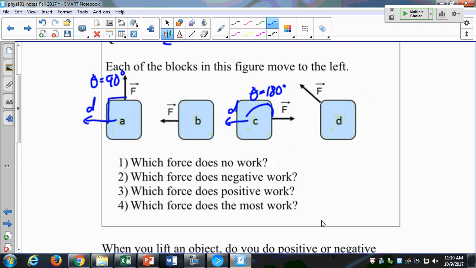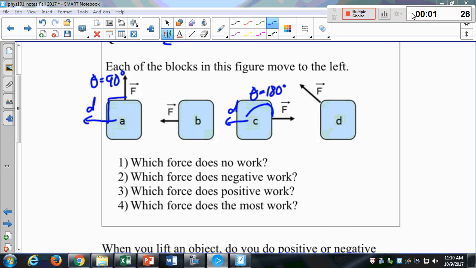Okay, for that one. Which force does the most work? Well, let's try it out. Which of these forces does the most work?